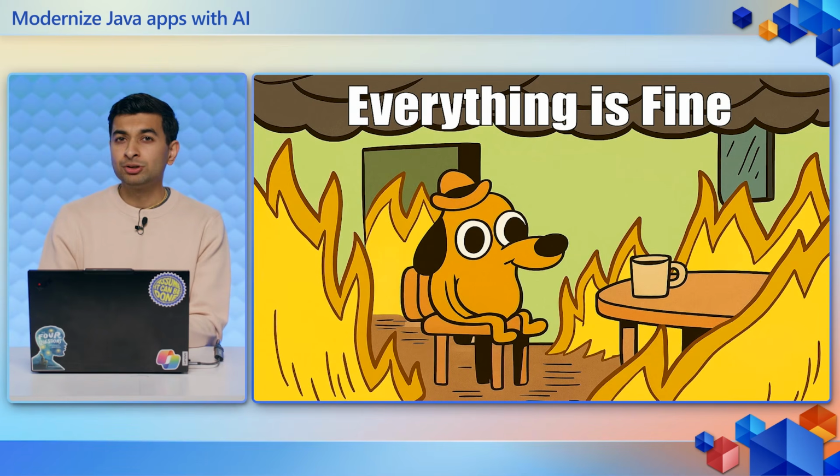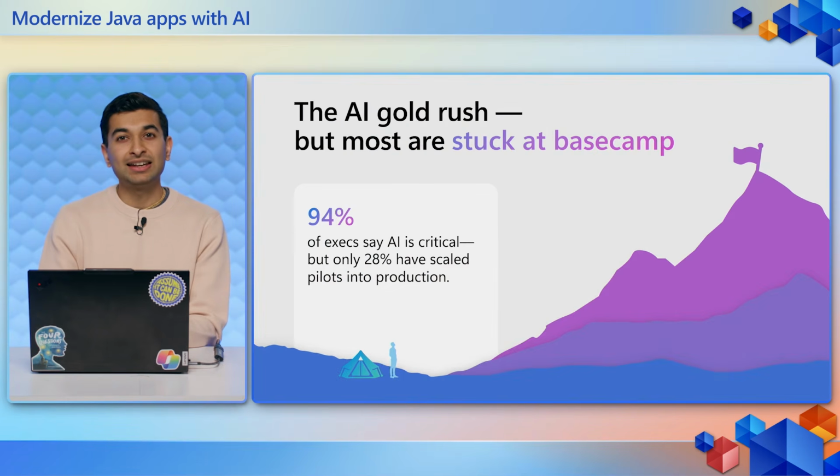The best way to put what we are experiencing right now is an AI gold rush. 94% of executives say that AI is critical, but unfortunately, only 28% have scaled pilots into production. There is so much ambition, so much money being thrown at AI, but the execution gap is huge. And that's where modernization comes in. This promise is sparking a renewed interest in the modernization process and putting greater pressure on developers and IT organizations to move faster to modernize at a greater pace than ever before.